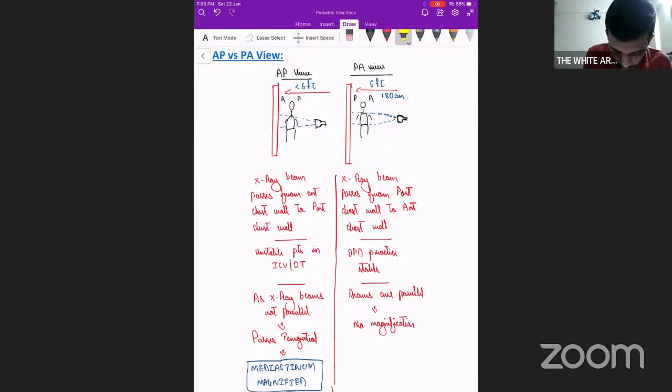So in that case, what happens? The X-rays go tangentially, as compared to the PA view, wherein it is taken from 6 feet or 180 centimeters. Over here, the beams become parallel. Because of this tangential direction, it seems as though it is magnified. So if you get a cardiomegaly in an AP view, you can't interpret it, since the beam is going tangentially, it seems magnified. So that is the difference between AP view and PA view.